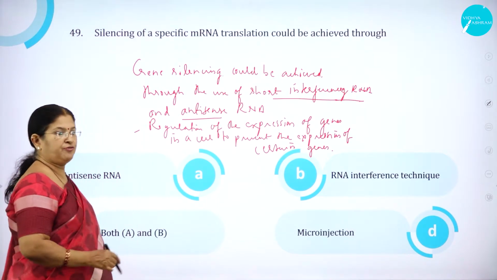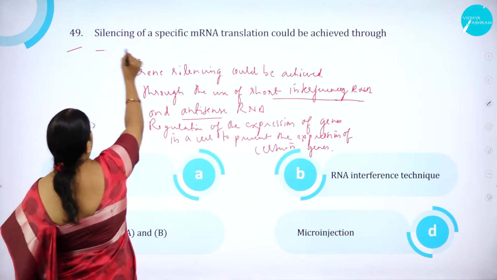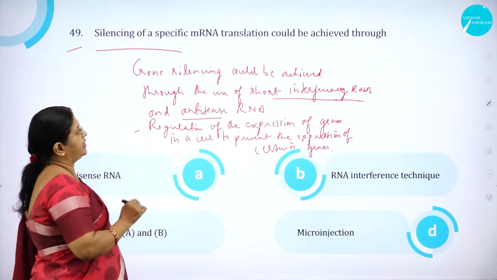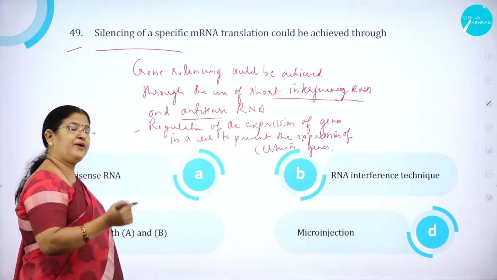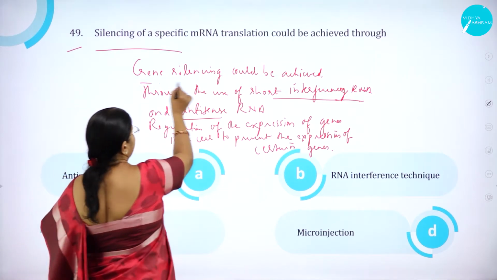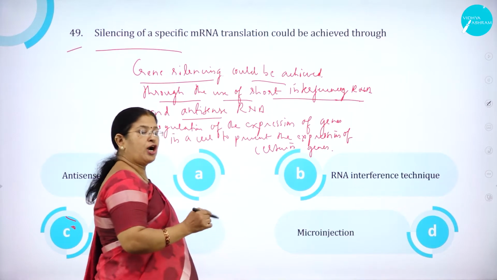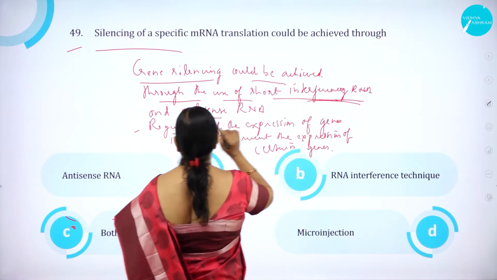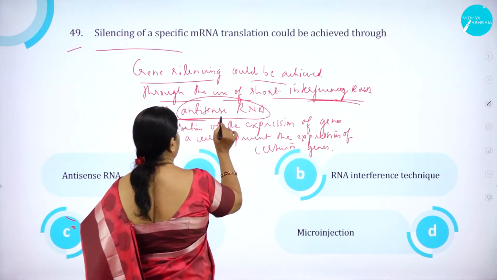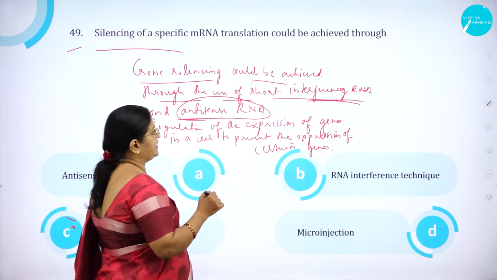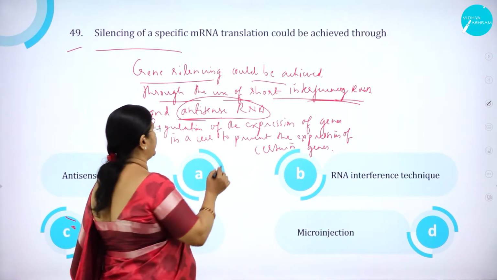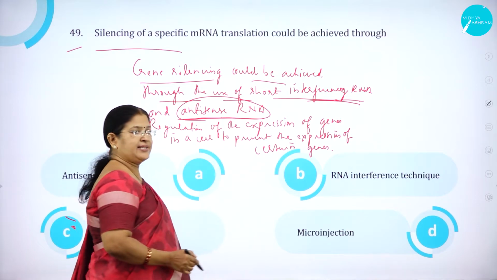Moving on to the 49th question. Silencing of a specific mRNA translation could be achieved through... So gene silencing could be achieved through what? Through the use of short interfering RNA and antisense RNA, by using both, that is short interfering RNA as well as antisense RNA.